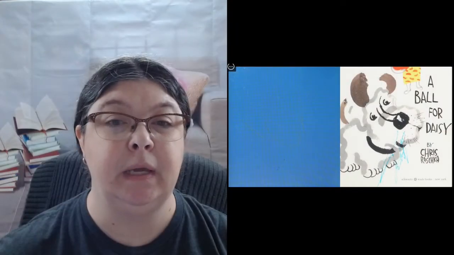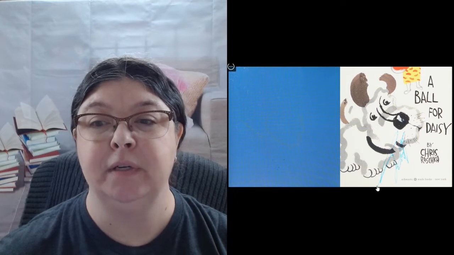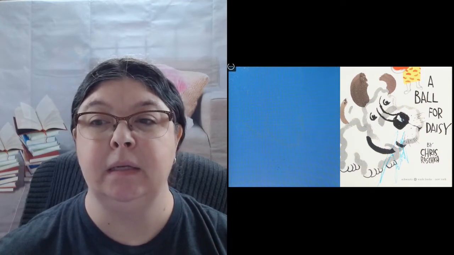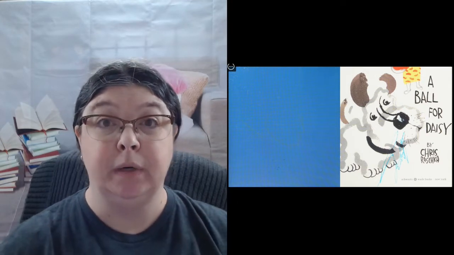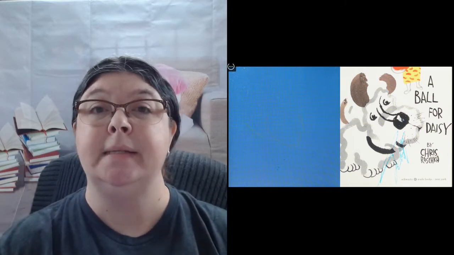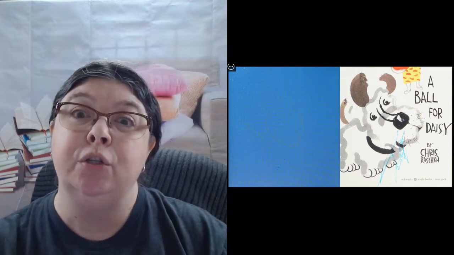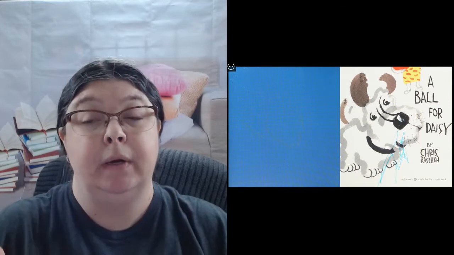The objective of today's activity is to demonstrate writing skills to convey ideas and information. So first of all, you might be wondering what a wordless book is. I have a story here. It's called A Ball for Daisy. This tells a story, but it's up to the reader to create the story.